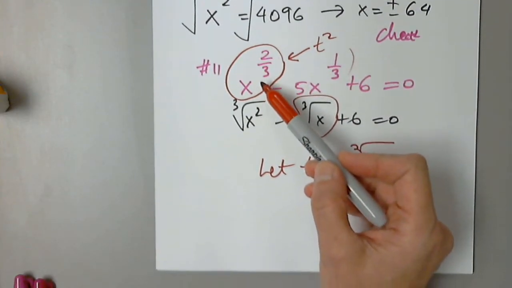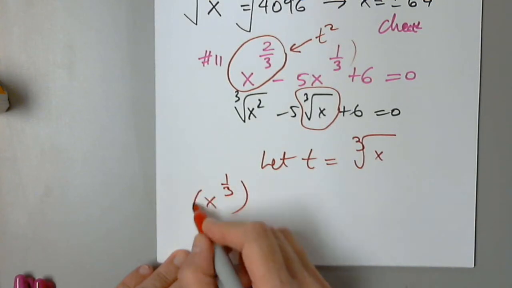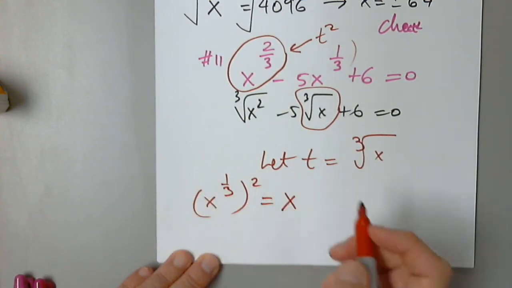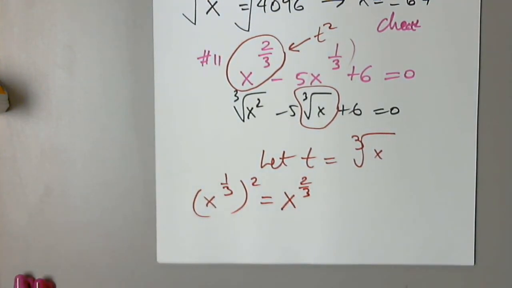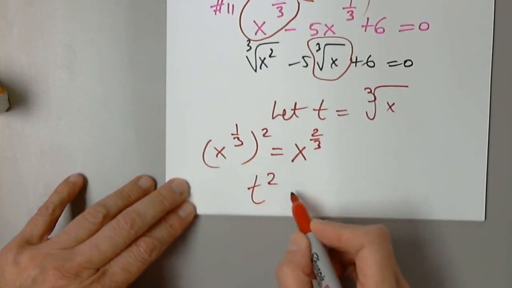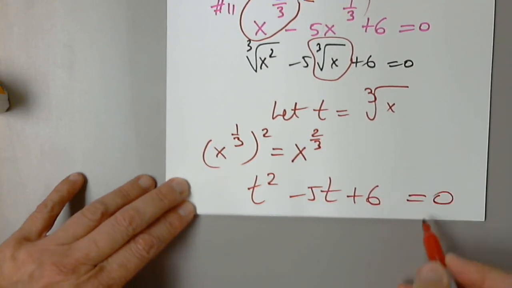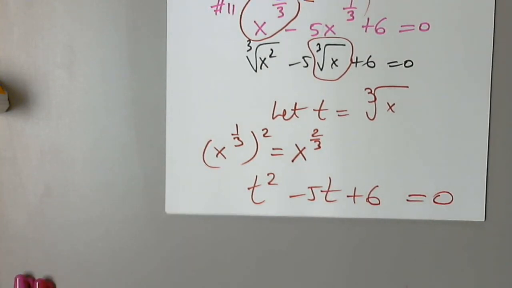Of course I do. So x to the 1/3 squared, I copy the base, multiply the exponents, and I get 2/3. So the equation is t squared minus 5t plus 6 equals 0. Here we are using the method that we just discussed, because this equation is not only a radical equation, but it's quadratic in form. We can replace it by a quadratic equation, right?